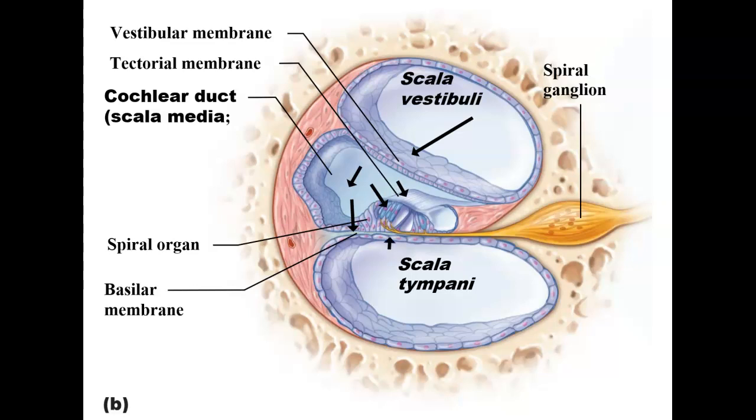When these little sensory hairs rock back and forth, that's going to transmit information back to the brain through the cochlear nerve so that we can actually sense sound. So it's the rocking of fluids in these various chambers that's eventually going to cause the hair cells to rock back and forth, which is going to send information to the brain about what we're hearing.